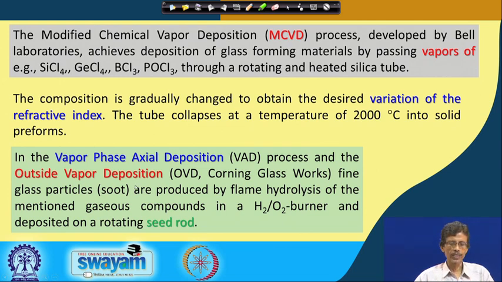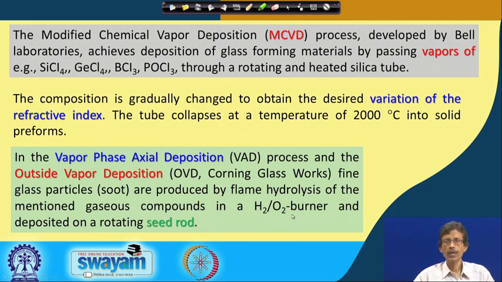And outside vapor deposition means the coverage of that material on the other side is obtained by OVD. Like Bell Laboratories' work, it can be achieved, and it was first tried by Corning Glass Works. Corning is a famous company making glassware for laboratory and industrial purposes. Fine glass particles, even the powdery glass material known as soot, are produced by flame hydrolysis of the mentioned gaseous compounds, starting from silicon tetrachloride to POCl3, in the gaseous state, in a hydrogen oxygen burner.